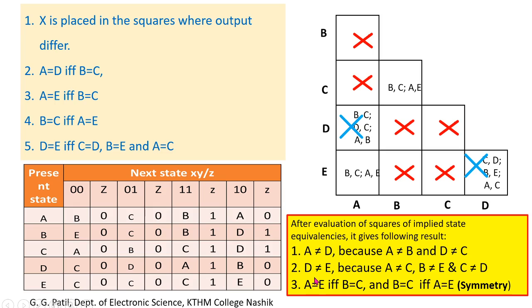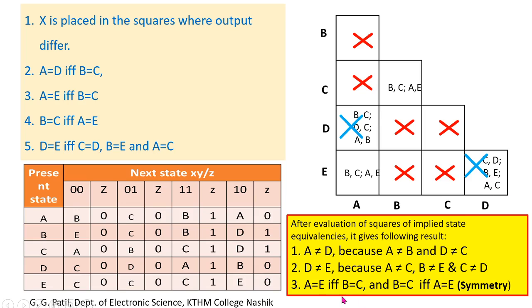Second, D cannot be equivalent to E because A is not equivalent to C. Check the AC square. The AC square is crossed. And B is not equivalent to E. Next implied square, B and E state, it also gets crossed, and C is not equivalent to D. If one of the state pairs is crossed, then the corresponding square also gets crossed.